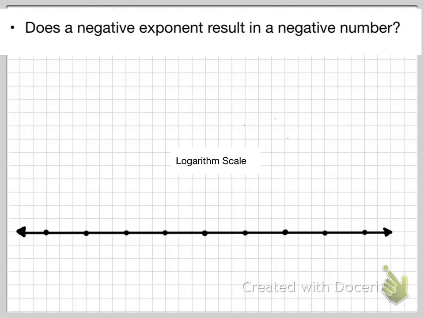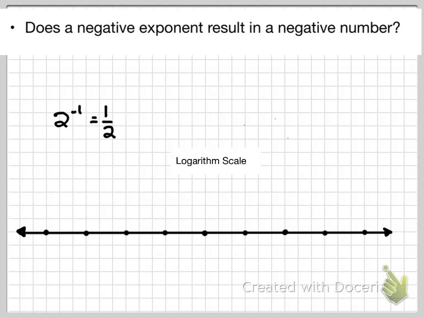The question is, does a negative exponent result in a negative number? So we just said in our previous example that 2 to the negative first power is equal to 1 over 2. Is 1/2 a negative number? The answer is absolutely not. 1/2 is a positive number. 1/2 is greater than 0.